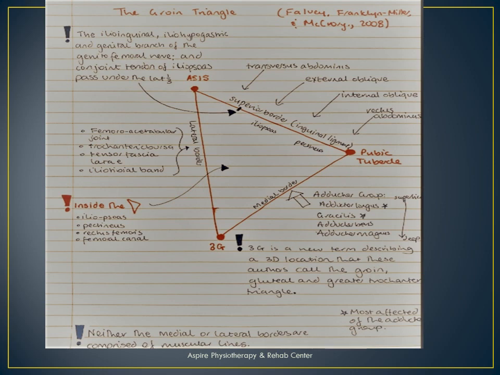Now let's see what is inside this triangle. Iliopsoas muscle, pectineus muscle, rectus femoris and femoral canal. These four structures are inside this. Now when we hypothesize this border, we are not thinking of it as a muscle. Okay, so these borders are not identified by any particular muscle. In fact, this border separates one muscular group from the other muscular group.